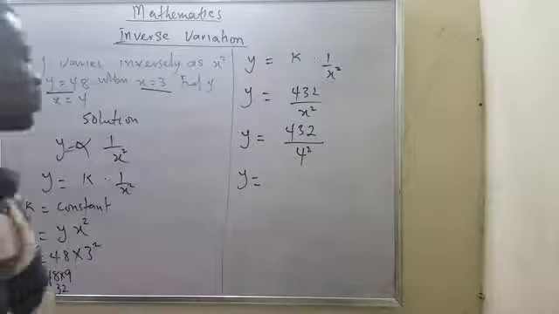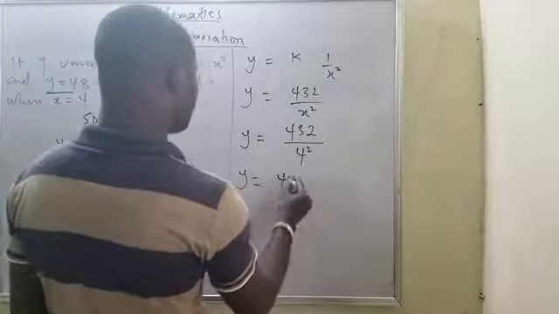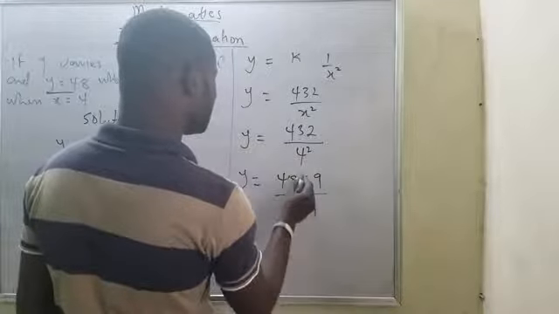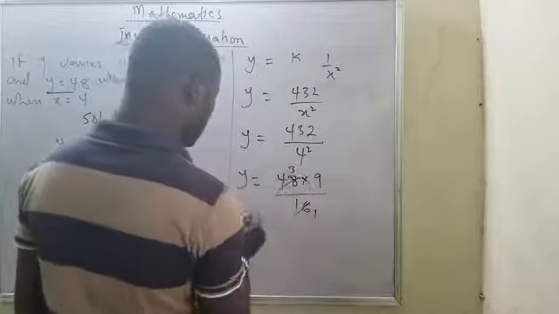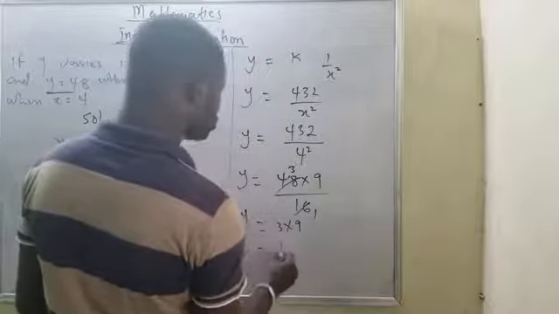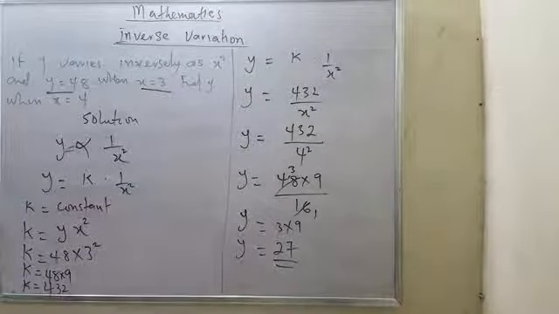If I want to do it very well, I can say 48 multiplied by 9 divided by 16. Here 1, here 3. Now, y can be equal to 3 multiplied by 9, which is my y equals 27. That is my answer. My y equals 27.